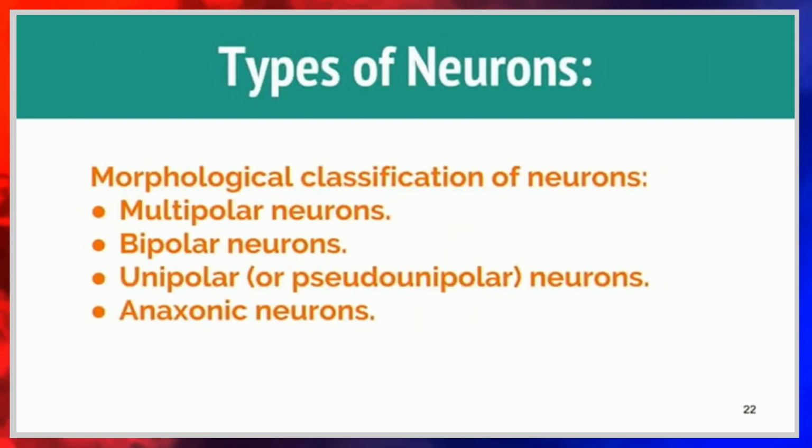Now, if we talk about the types of neurons, there is a morphological classification of neurons like the multipolar neurons, which have multiple axons and dendrites, the bipolar neurons which have 2 dendrites, and the unipolar neurons which have 1 dendrite and 1 axon.